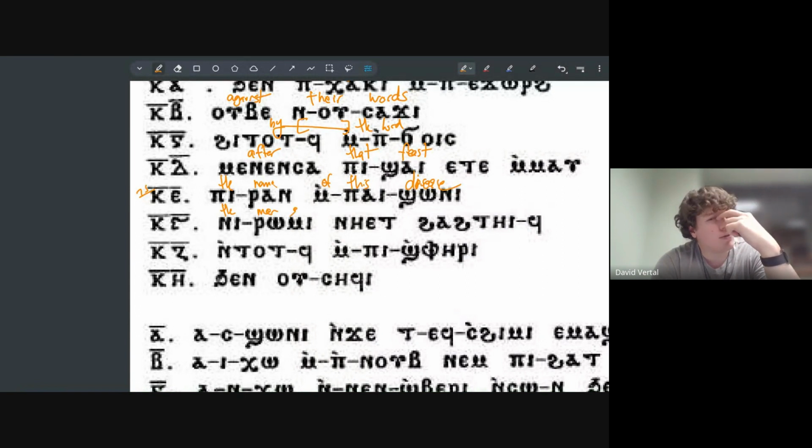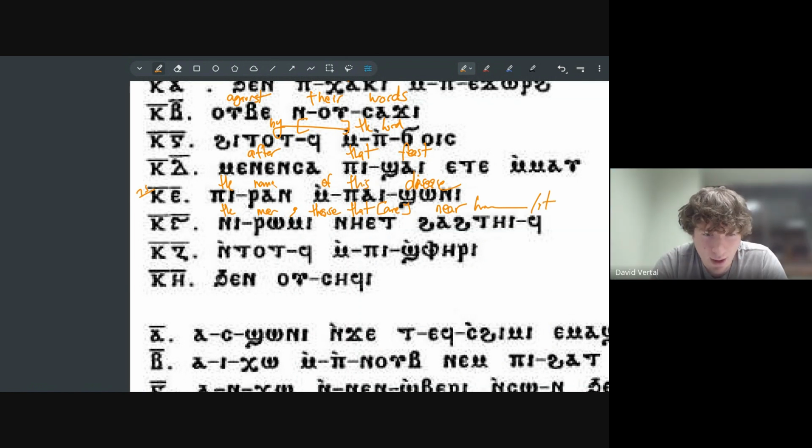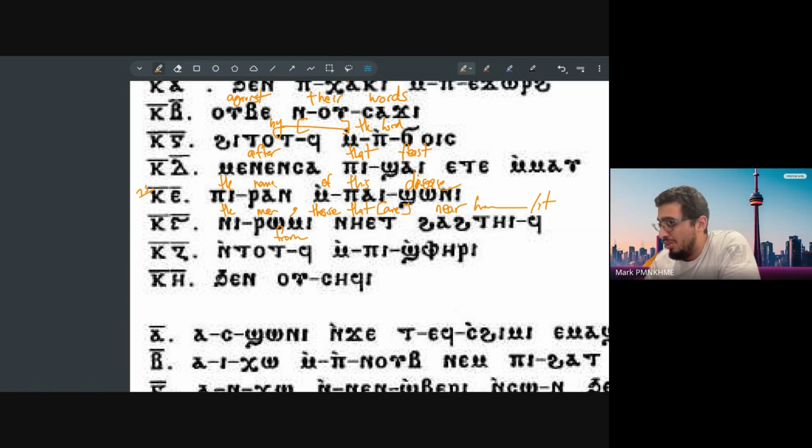The ones who... Hatten. I forget what Hatten is. Hatin is near. Near. The men, those that are near him. Perfect. And tot Bishperi, from the friends. From him the friends. From him the friend. Right.